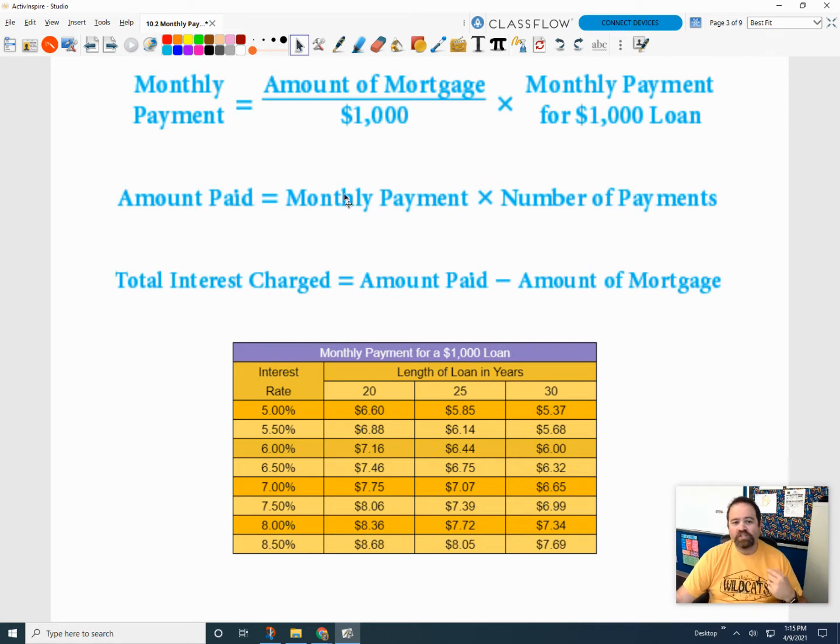Then to figure out how much you actually pay back to the bank, you figure out how many monthly payments you're going to make and multiply that by your monthly payment. If it is a 30-year mortgage, that is 30 years times 12 months in a year, 360 months. You're going to have to write that check to the bank 360 times. And then to figure out the total interest charge, you take how much you paid back minus how much you actually borrowed. These are all very straightforward calculations. So let's actually do an example and hopefully you'll see what's going on here.